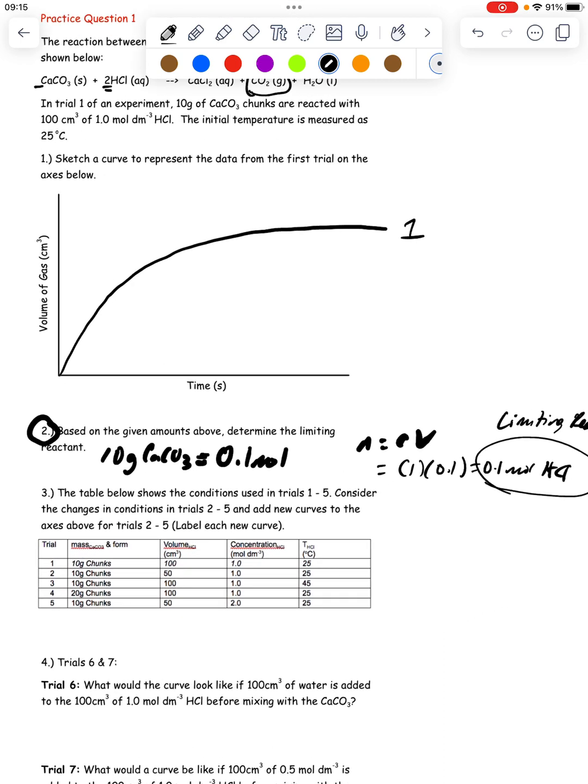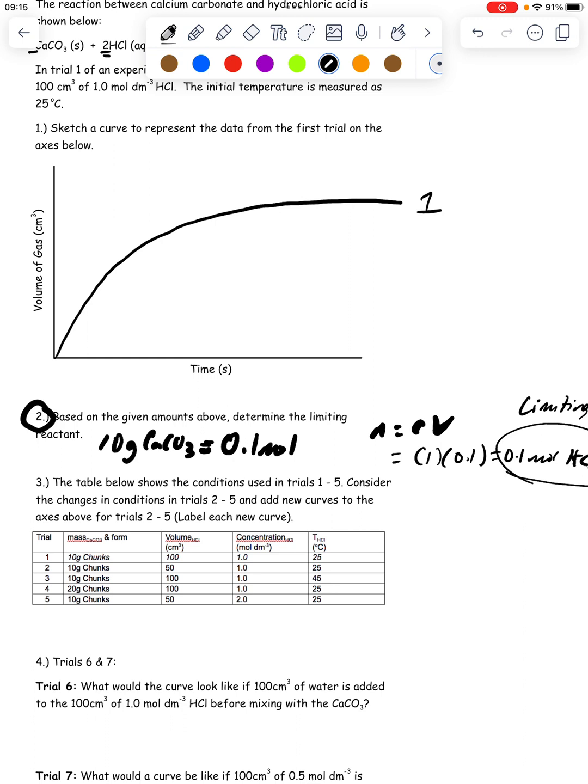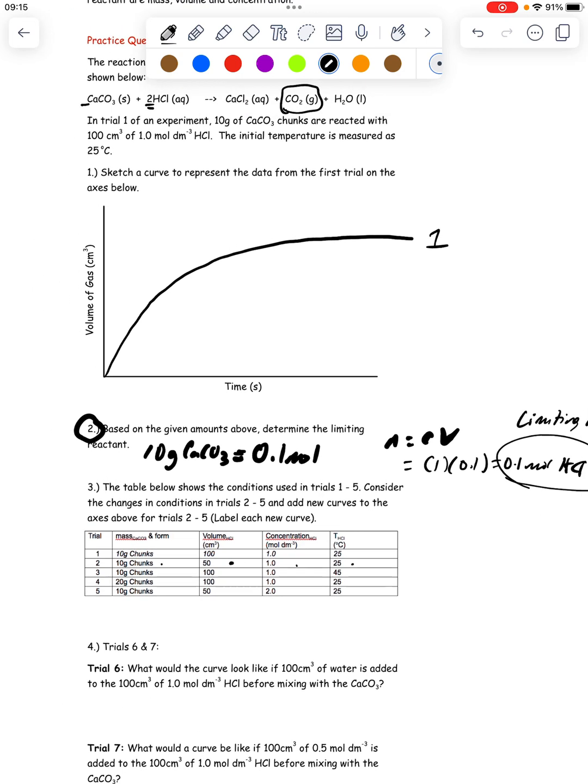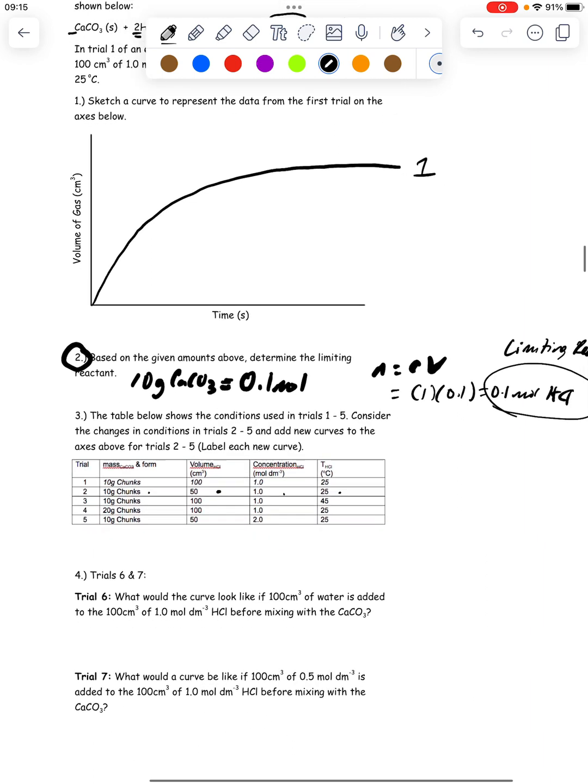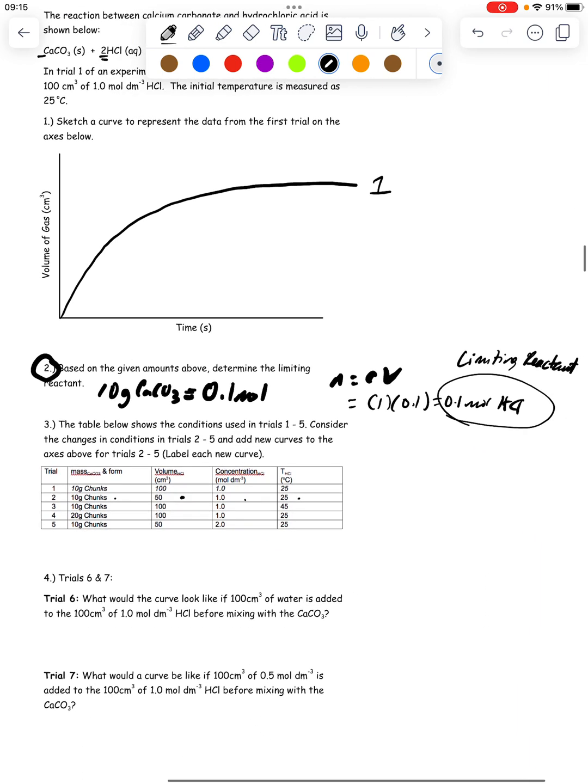So in trial 2, I keep the same amount of calcium carbonate here, and I can see that I've decreased the volume of HCl, and I've kept the temperature the same and the concentration the same. So volume isn't really one of our collision theory factors. However, it does affect moles. And because HCl is the limiting reactant, if I make the moles go down, then I'm going to make the amount of product go down.